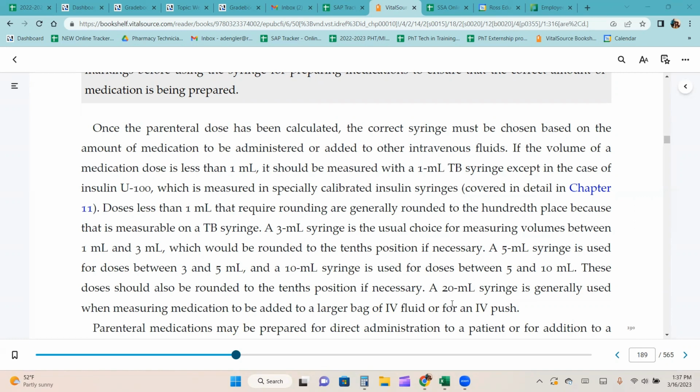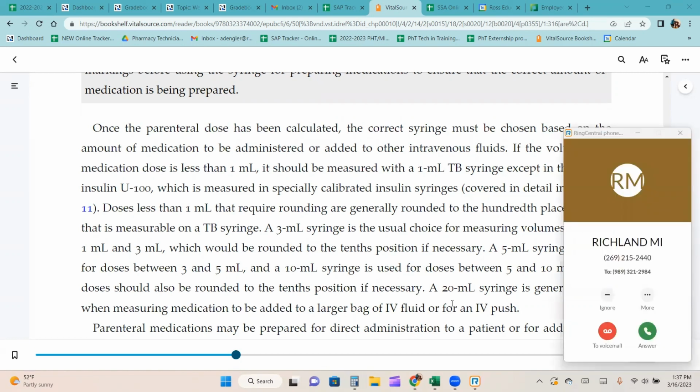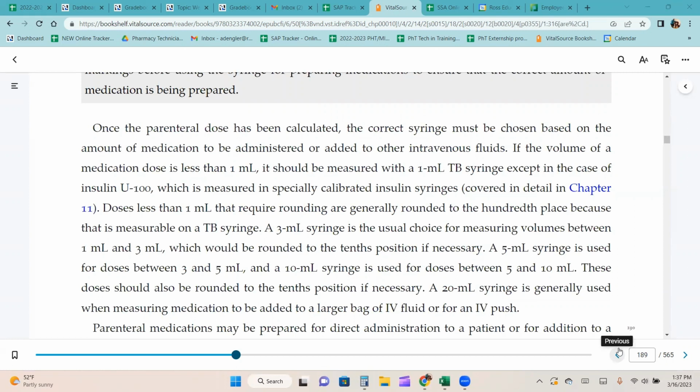A 5 ml syringe is used for doses between 3 and 5 ml, and a 10 ml is used for doses between 5 and 10 ml. These doses should also be rounded to the tenths position if necessary. A 20 ml syringe is generally used when measuring medication to be added to a larger bag of IV fluid or for an IV push.